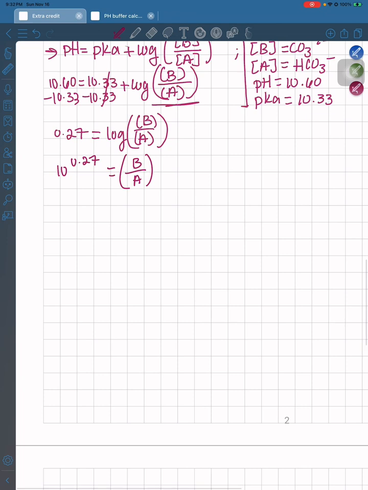And this is equal to about 1.862, and we're going to go with our sig figs, but I'm just going to write down the whole thing in case I need to use it once we move on further down. Either way, the ratio of our base to acid is about 1.86.